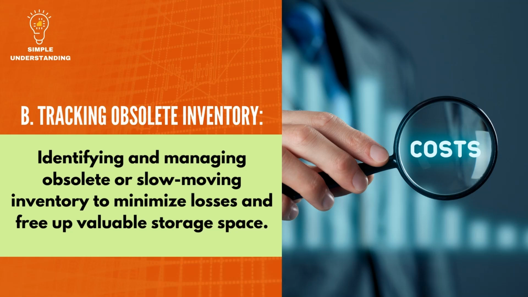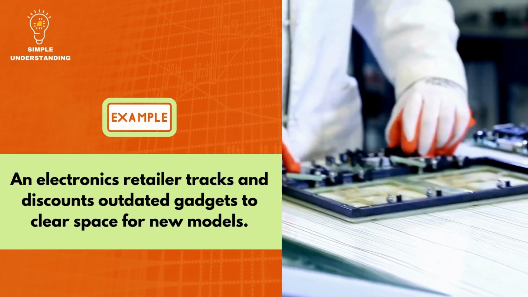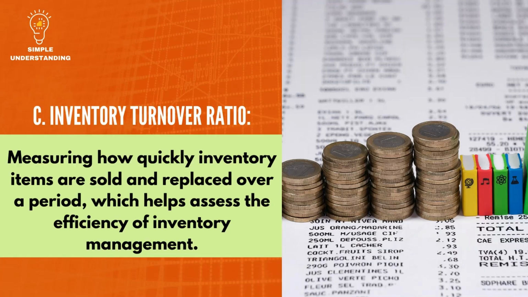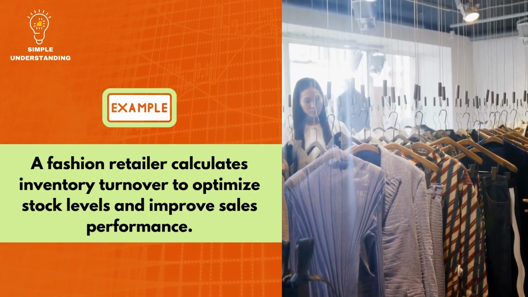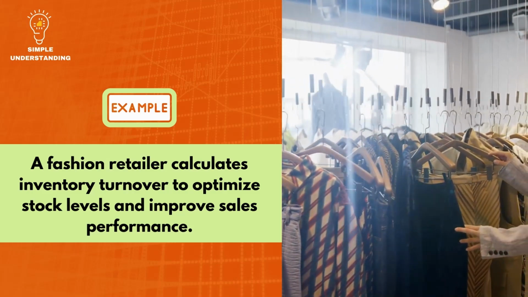B. Tracking obsolete inventory. Identifying and managing obsolete or slow-moving inventory to minimize losses and free up valuable storage space. Example. An electronics retailer tracks and discounts outdated gadgets to clear space for new models. C. Inventory turnover ratio. Measuring how quickly inventory items are sold and replaced over a period, which helps assess the efficiency of inventory management. Example. A fashion retailer calculates inventory turnover to optimize stock levels and improve sales performance.